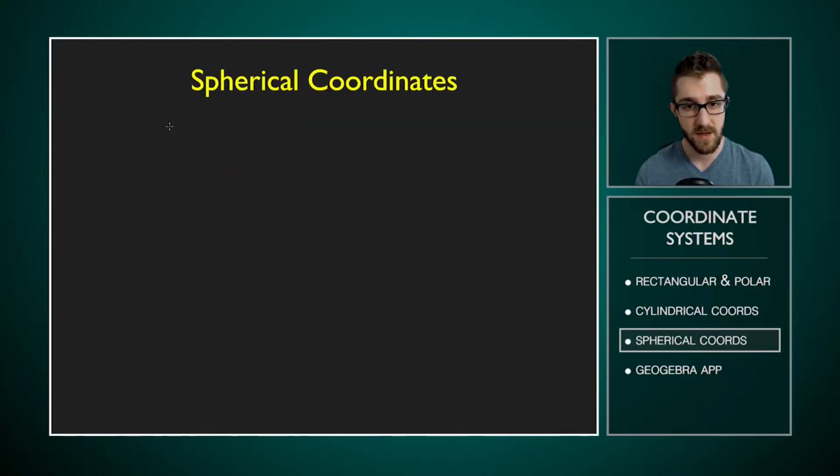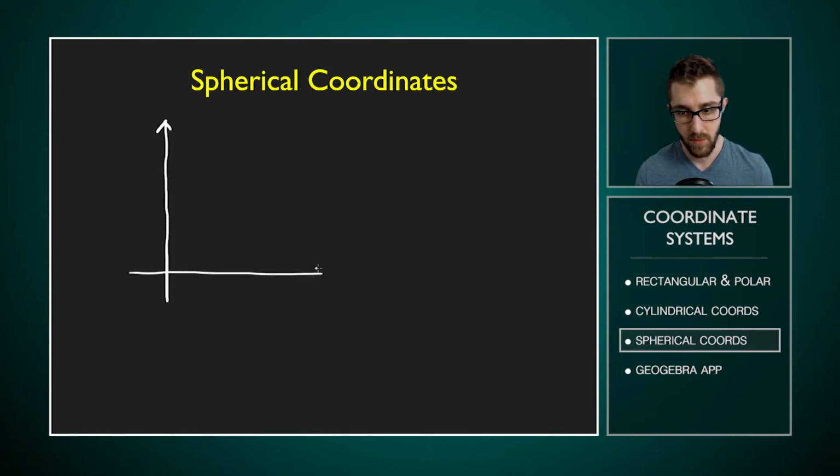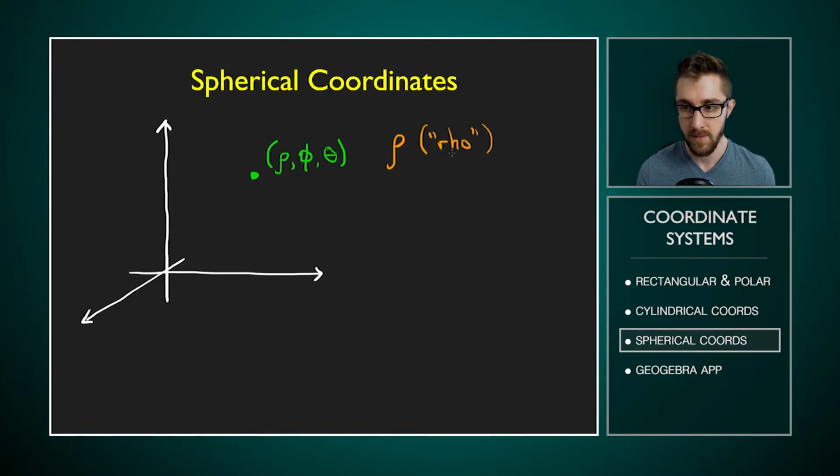So to show you what exactly those are, I'm going to draw a similar picture to the one that I did for cylindrical coordinates. So let's say we have a point that's in three-dimensional space. What we're going to do is specify the location of this point using three numbers. Those three numbers will be called rho, phi, and theta. So before I tell you how to measure them, I'm just going to write them down so that you can see. This one that looks like the letter P is a Greek letter R, written RHO, pronounced rho.